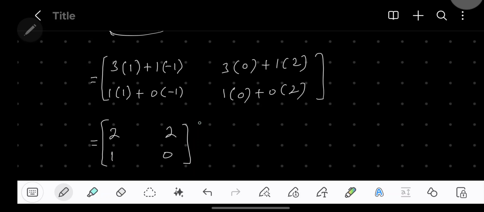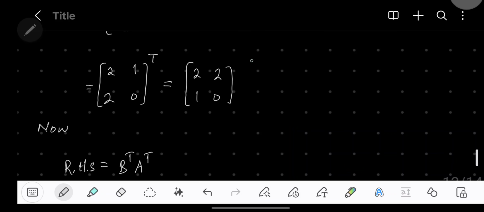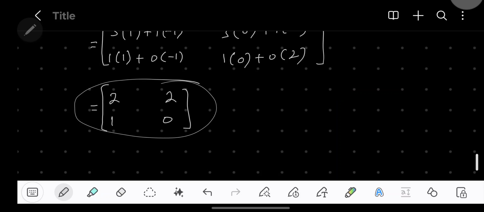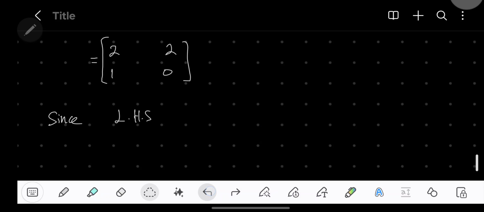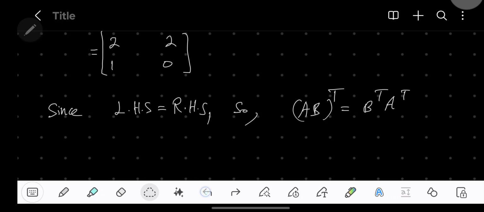Now you can check that this is the right hand side and this is the left hand side. 2, 2, 1, 0. You can check both are the same. There is no difference. So I will write, since left hand side is equal to the right hand side, therefore AB whole transpose is equal to B transpose A transpose.